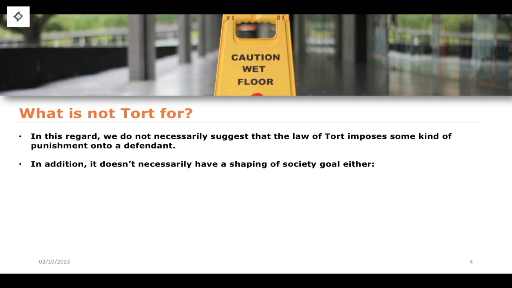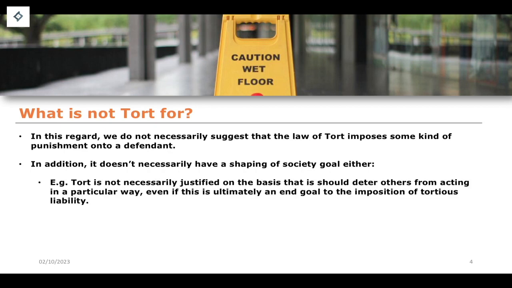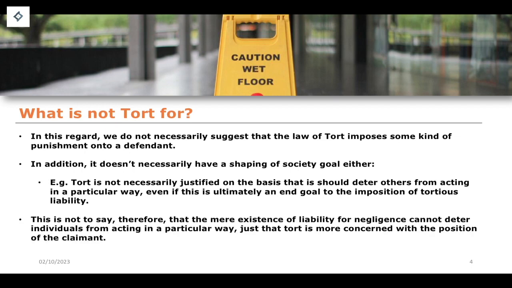So whereas with the criminal law, you could make the argument that one of the purposes and one of the justifications for the criminal law is to try and shape society in a particular way and to try and control behavior in a particular way, the law of tort doesn't necessarily have that purpose. Tort is not necessarily justified on the basis that it should deter others from acting in a particular way. Now, this isn't to say that tort doesn't have that result. People may be deterred from acting in a particular way, or may be extra cautious in their performance of a particular action to avoid liability in tort, but the purpose here is that it's not necessarily the end goal of the imposition of tortious liability.